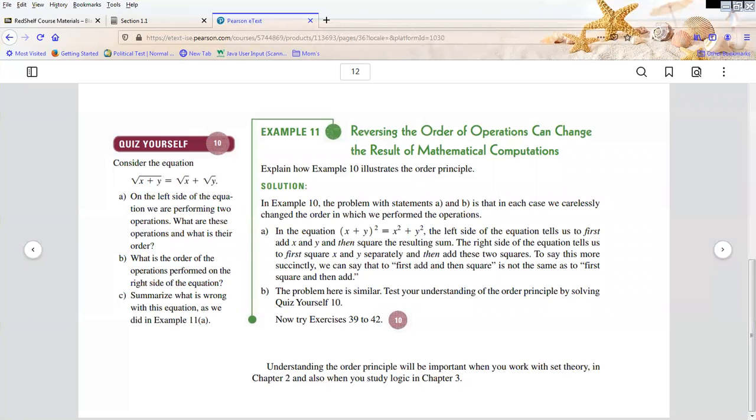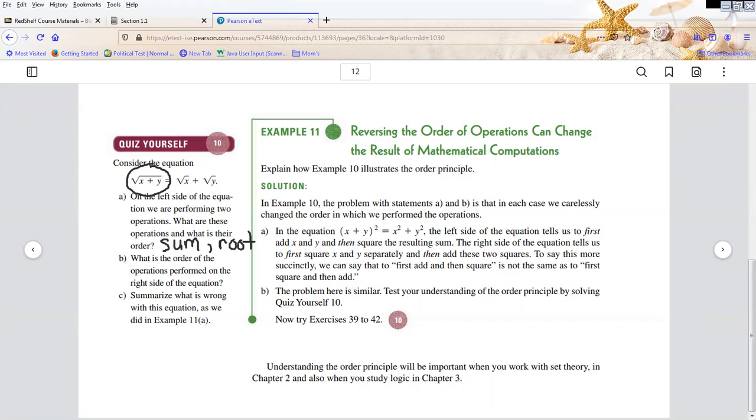In Quiz Yourself 10, we're asked to consider the equation the square root of the quantity x plus y as to whether or not that equals the square root of x plus the square root of y. Part A reads, on the left side of the equation, we are performing two operations. What are these operations and what is their order? On the left-hand side of the equation, we are first summing the x plus y, and then we are square rooting that quantity.